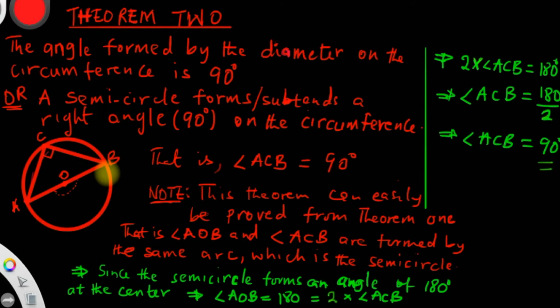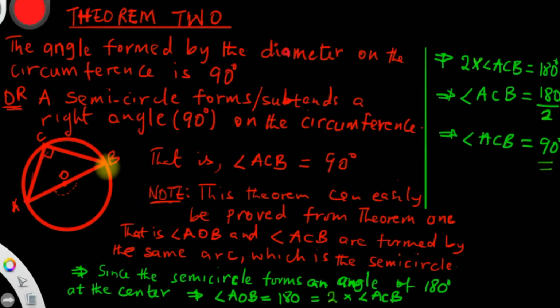This arc, the semicircle, which is the arc AB, forms an angle of 180 degrees at the center, and then it is forming an angle of 90 degrees on the circumference. So we are saying that angle ACB is equal to 90. Angle ACB, that's marked here, is 90 degrees. As I was saying, this theorem is directly linked to theorem 1, so you can easily prove it from theorem 1.